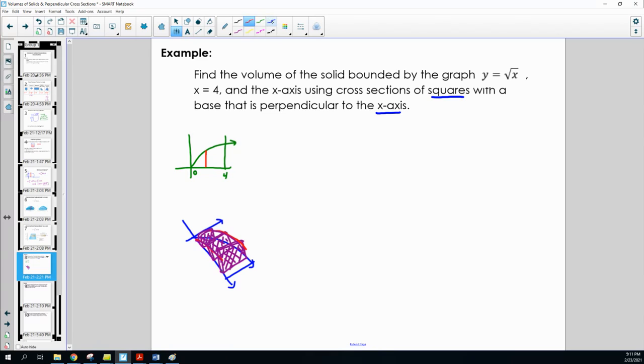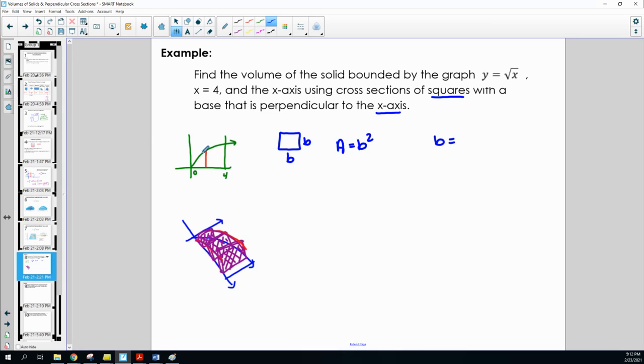All right, we know that we're using squares, so I'm just going to draw a little square here. Each one's going to be a square. The area of a square is base times base, which is base squared. So area is base squared. When we're figuring out what our base is, the base is always going to be the top function minus the bottom function.